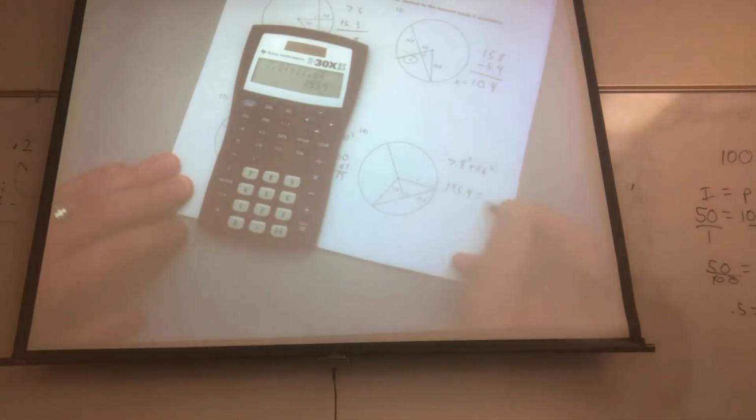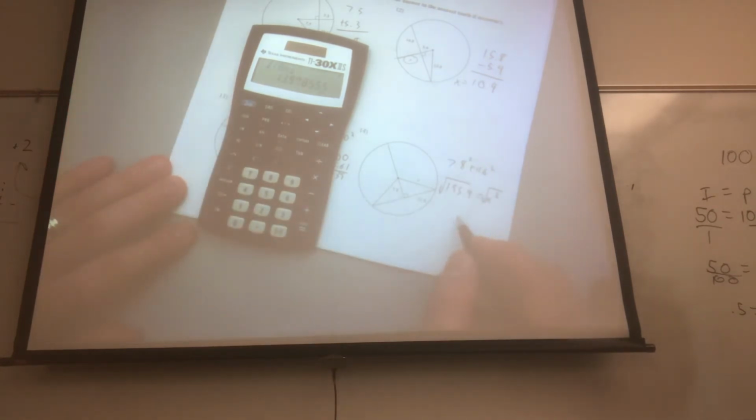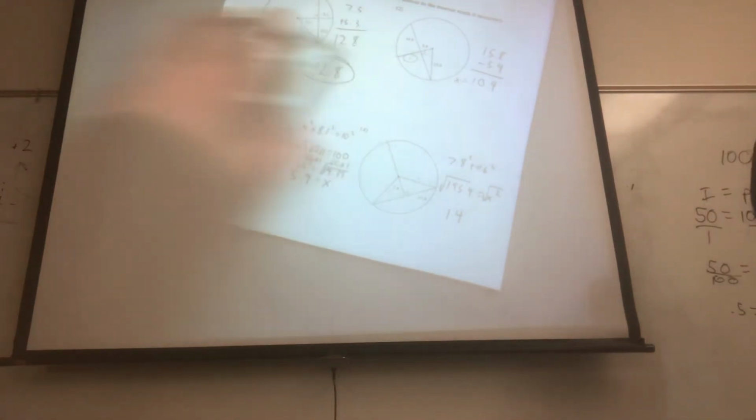195.4, but keep in mind that's equal to x squared. So I take the square root, and I come up with 13.97, which would be 14 if I round to the nearest decimal point. So my x is going to be 14 there.